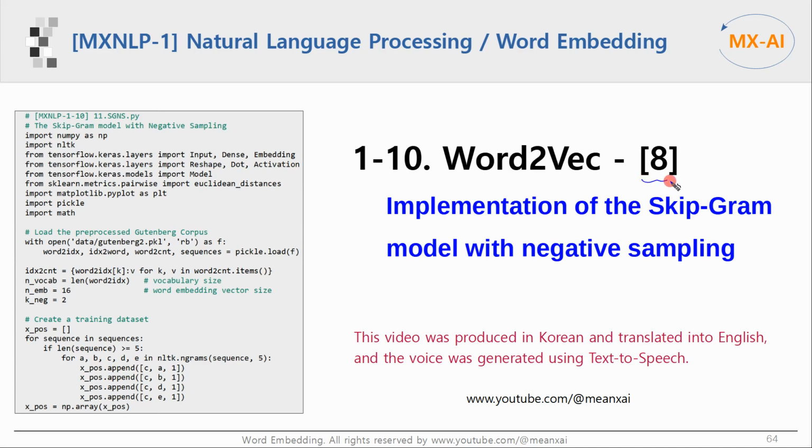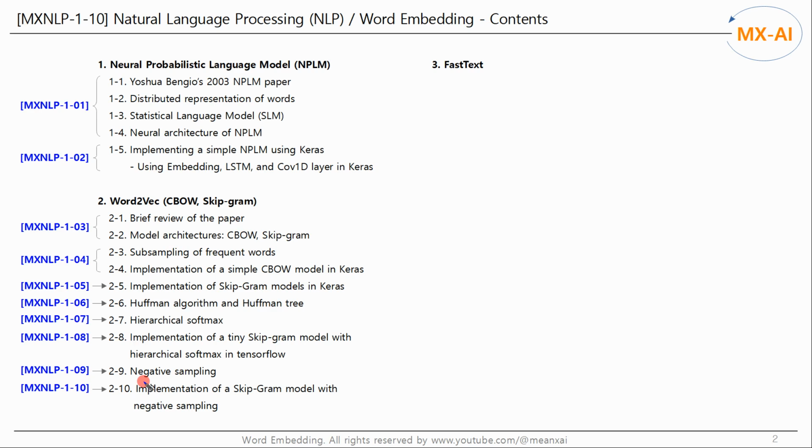This is part 8 of a series on Word2Vec. In this video, we'll implement a SkipGram model with negative sampling. In the last video, we looked at how to generate a training dataset for a negative sampling model and looked at how to train the model. In this video, we'll implement the model in Keras.